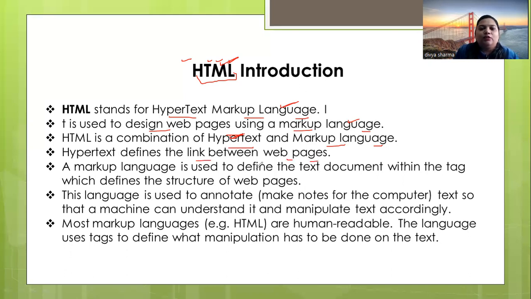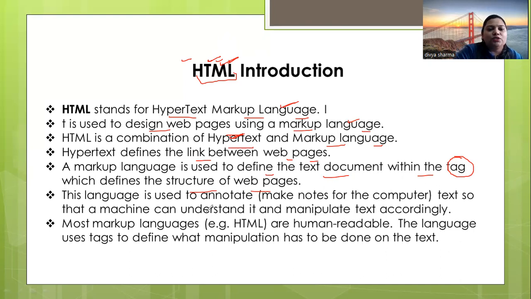Yeah, so this is the basic difference between HTML and any other programming language, because in this case you can navigate between different web pages by using links. A markup language is used to define the text document within tags, which define the structure of the web page. You have to remember one thing, that HTML is totally based on tags. So in case of HTML, there are so many tags which we will discuss later.